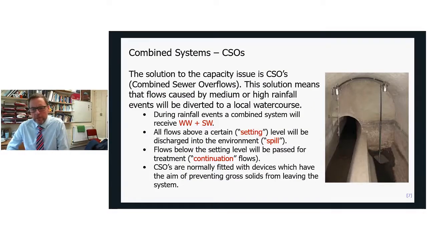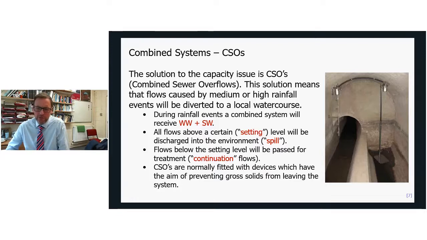So combined sewer overflows. So the solution to the capacity issues, as I've just outlined, is CSOs. So during rainfall events, the wastewater and the surface water mix. Flows above a certain setting level will be discharged to the environment, and that's called a spill. Flows below that setting level will be passed on for treatment.